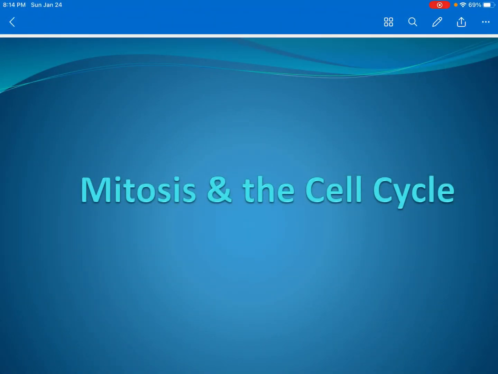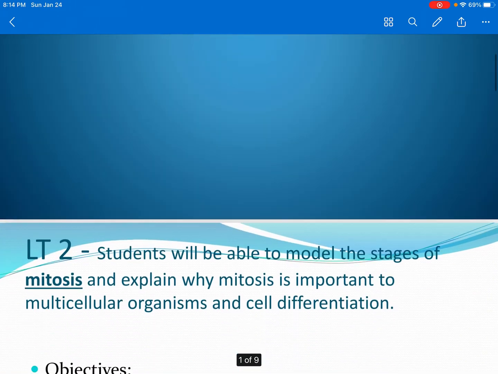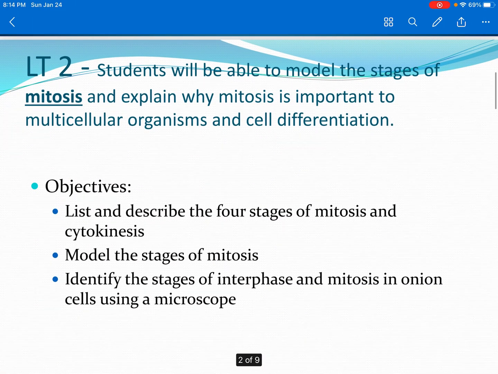Right, our second part in our Meiosis unit on mitosis in the cell cycle, we'll be starting learning target 2. Students will be able to model the stages of mitosis and explain why mitosis is important to multicellular organisms and cell differentiation.